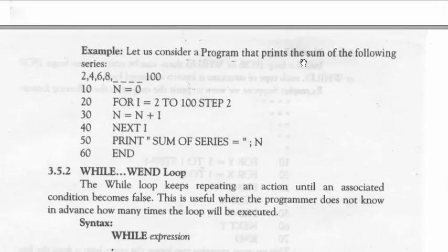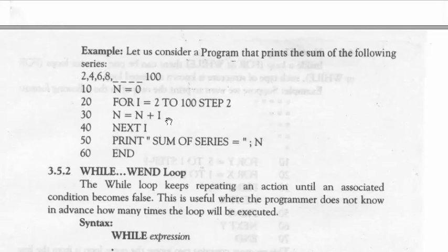Example: let us consider a program that prints the sum of the following series: 2, 4, 6, 8, and so on up to 100. Line 10, n is equal to 0. Line 20, for I is equal to 2 to 100, step 2. 2 plus 2, 4. 4 plus 2, 6. 6 plus 2, 8. 8 plus 2, 10. 10 plus 2, 12. And so on, it will go to 100.